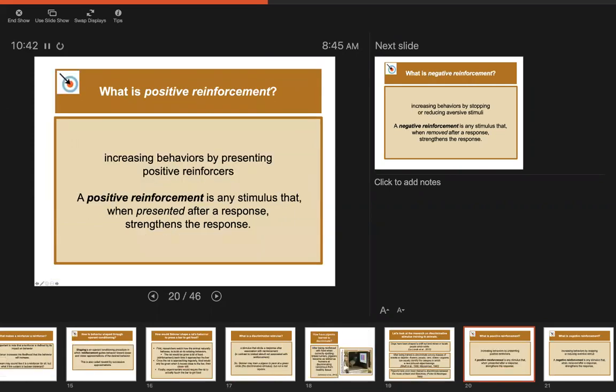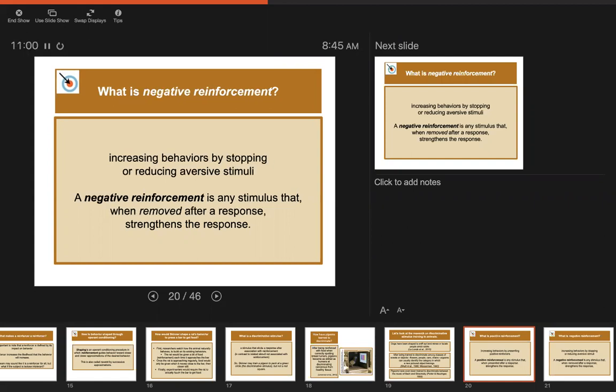So what is positive reinforcement? We hear that term all the time, and lots of times many people are confused about what it really means. Increasing behaviors by presenting positive reinforcers. A positive reinforcement is any stimulus that, when presented after a response, strengthens the response, increases the likelihood or the frequency of the response.